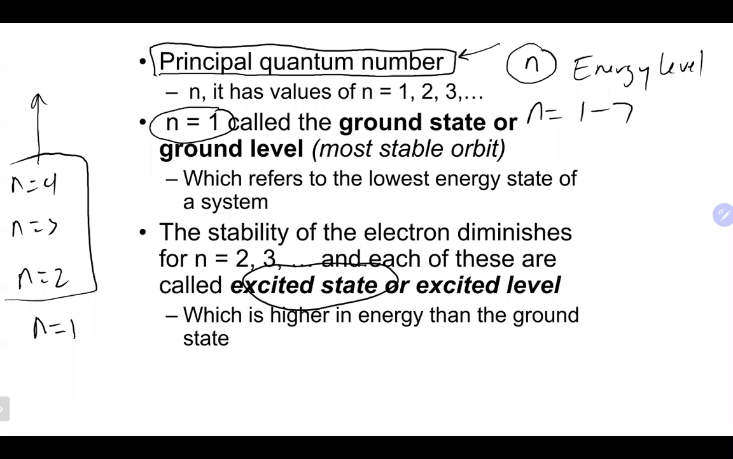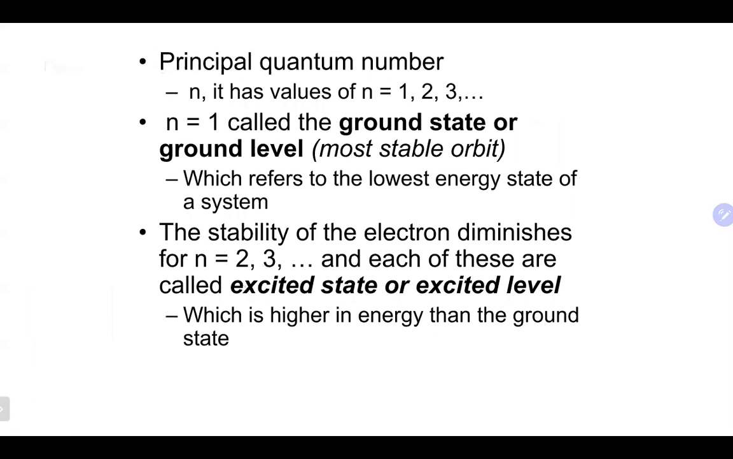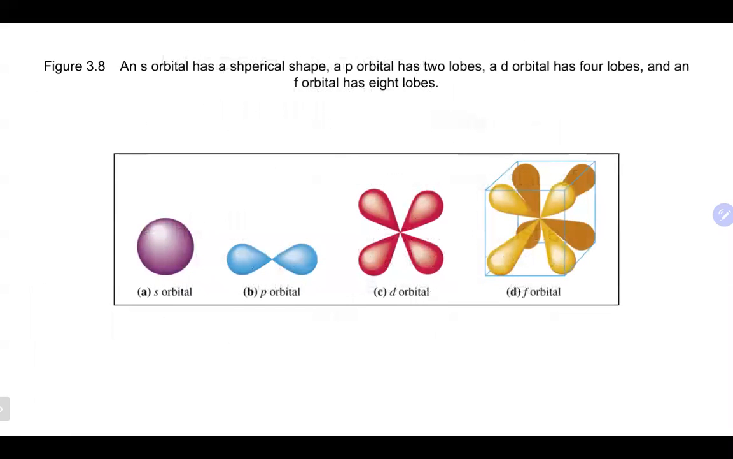So n equals 1, ground state, closest to the nucleus. Excited state, again, as you proceed upward, you're moving sort of away from the nucleus in terms of distance where those electrons are being held.